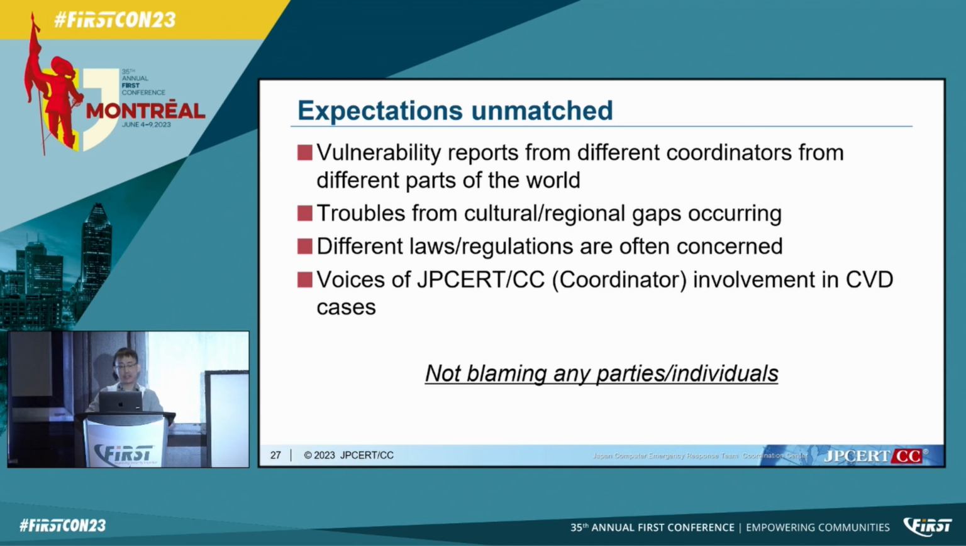All right, so expectations are not matched here. Vulnerability reports from different coordinators from different parts of the world, coming in, going out. Troubles from cultural gaps occurring. And different laws and regulations are often a concern for the Japanese vendors as well. And there are some voices about JPCERT Coordination Center getting involved in CVD cases. And I'm not blaming any parties or individuals. I believe that each stakeholder is doing their best, trying to complete their mission. So that is awesome, but in many cases things are unmatched.